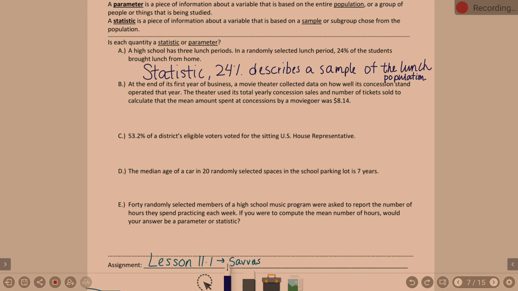Parameter. Why? Because it's the total yearly concession sales, the whole year, nothing was just a month or anything. It says end of its first year of business, so it's only been in business one year. They collected data on how well it did, using total yearly concession sales and the number of tickets sold to calculate the mean amount spent at the concession stand, $8.14. So I agree. Parameter.